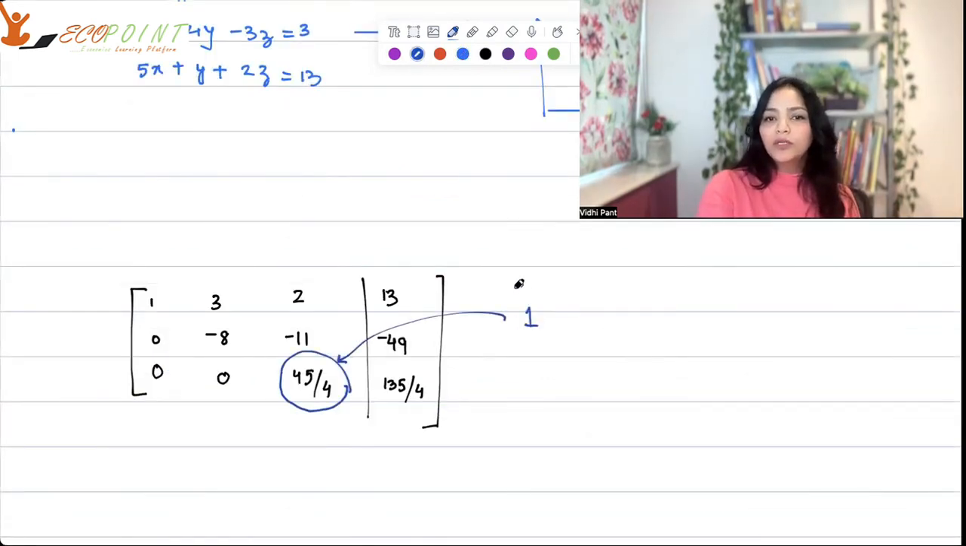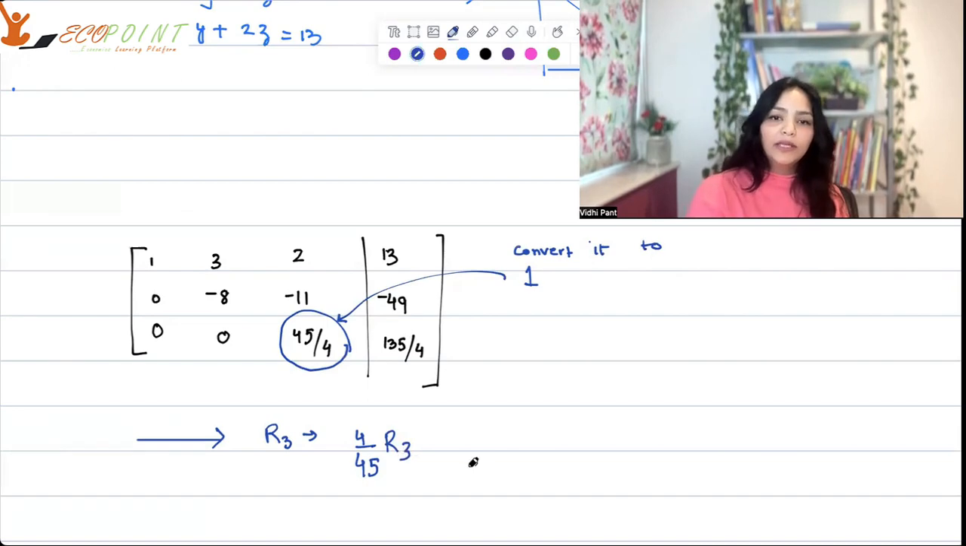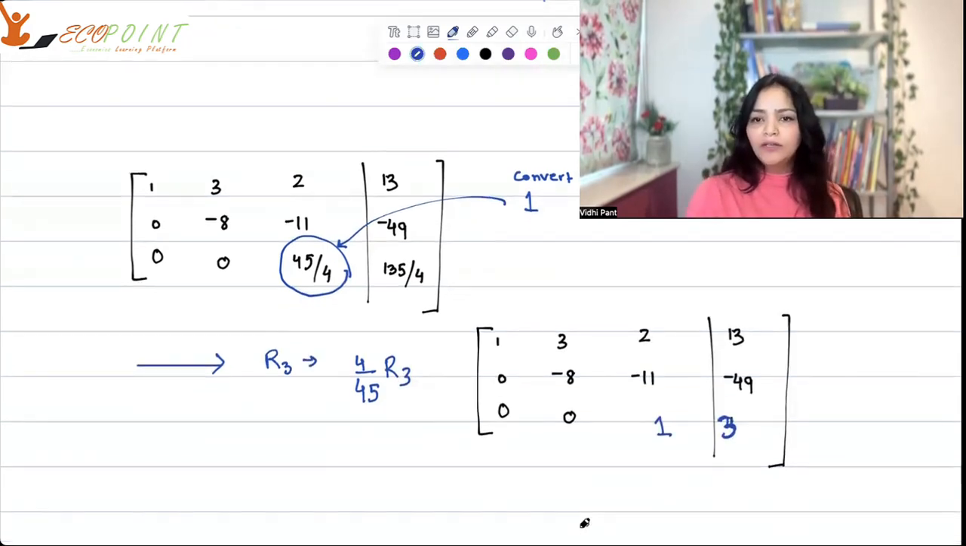What if I want to convert it to 1? All I will have to do is multiply this row by 4 by 45 and I'll be able to do that, right? So let's use another operation. R3 goes to 4 upon 45 times R3. Yes, you are rescaling, okay? Hence you get the same matrix. Everything remains the same except you'll have a 1 here and a 3 here. Now do you see what has just happened? The moment you look at this matrix, you will be able to say that z should be equal to 3. That's the benefit of this method.